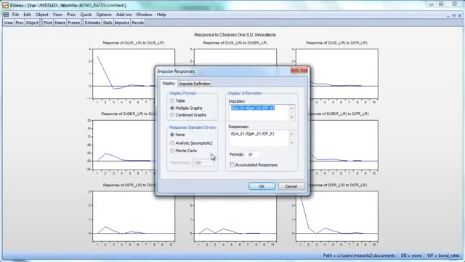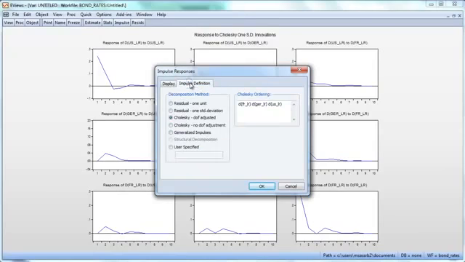Let's go back to impulse response, and what we shall use now, instead of the Cholesky decomposition, is as decomposition method the residual decomposition method. Now what that means is you can see the ordering is disabled. We don't need that anymore.